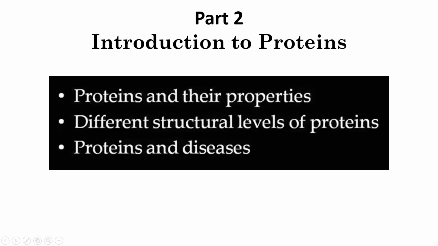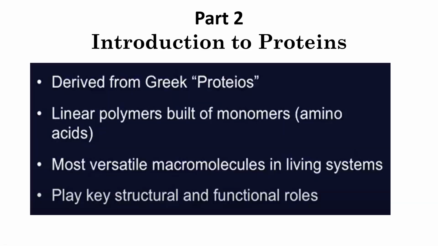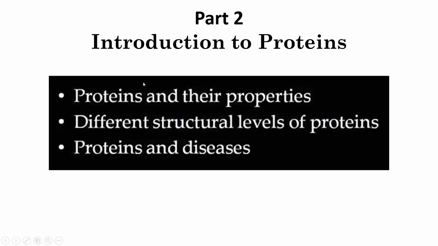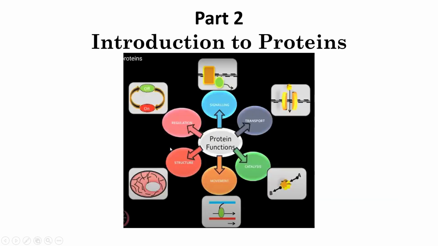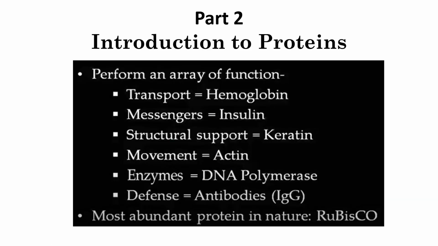In terms of secondary, there are alpha helix and beta sheets. Before explaining the structures, let me give an overview of what a protein is and how it came into the picture. It came from the Greek word proteos. It is a linear polymer of amino acids. This is a general introduction of proteins and what functions they do. They have different functions: transport, messenger, structural support, movement. There are different examples as well that Sir gave.